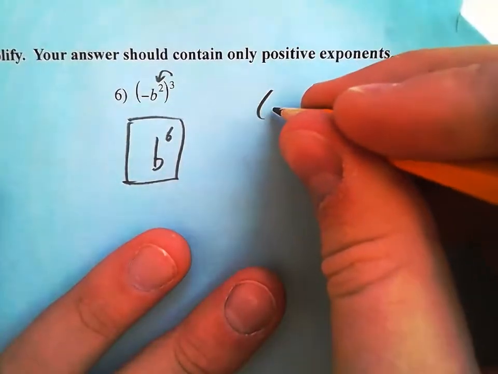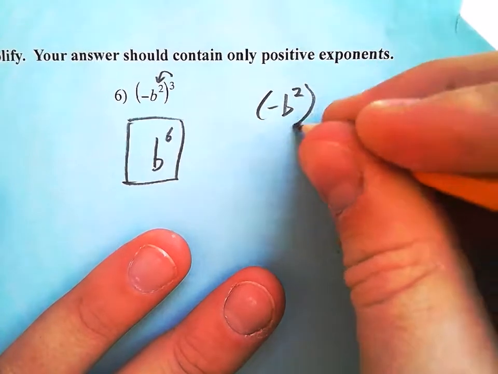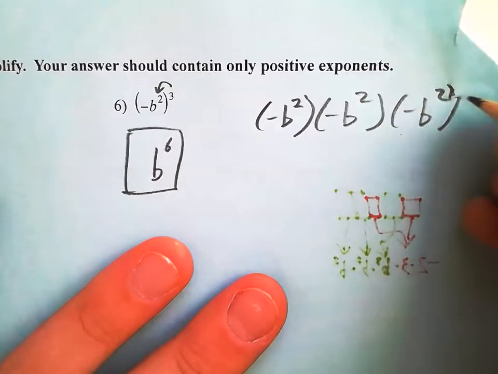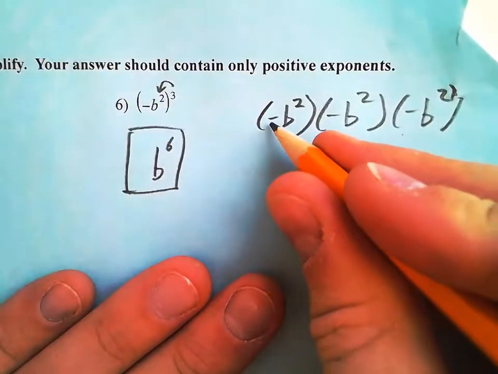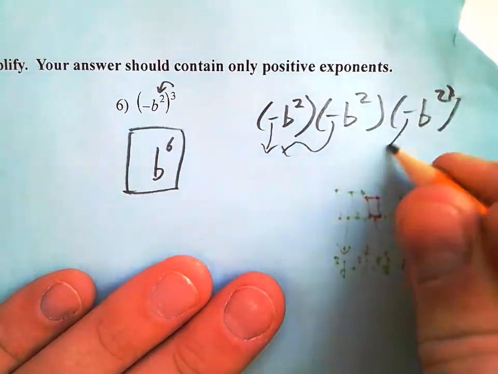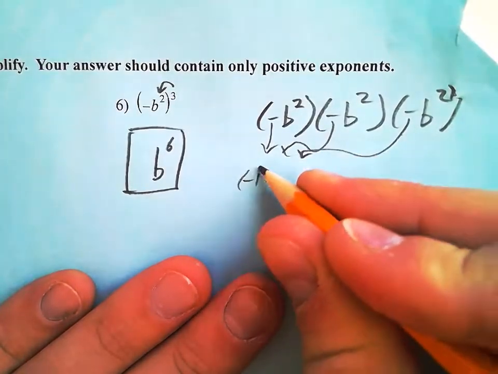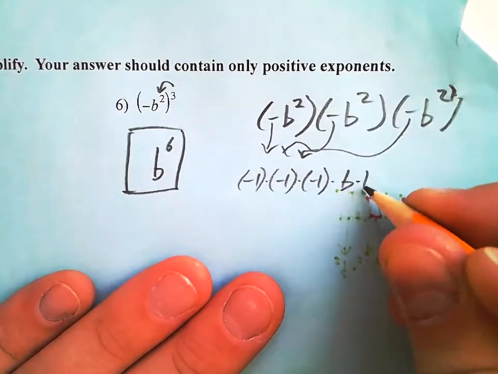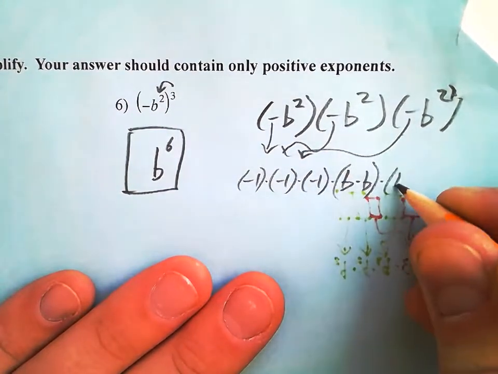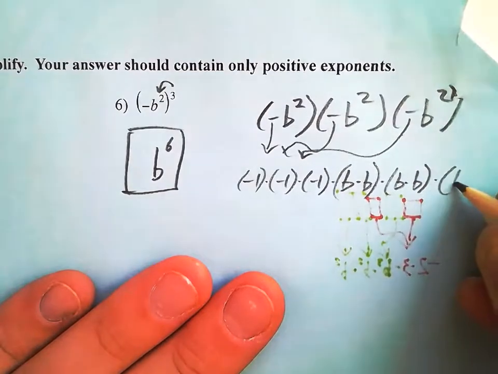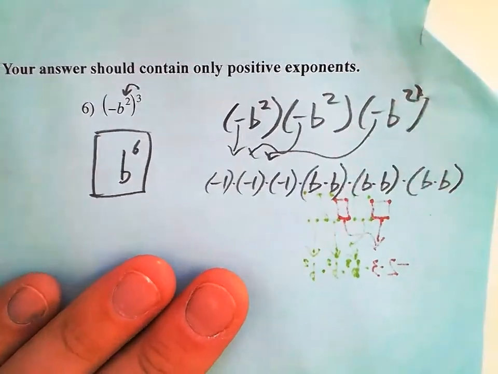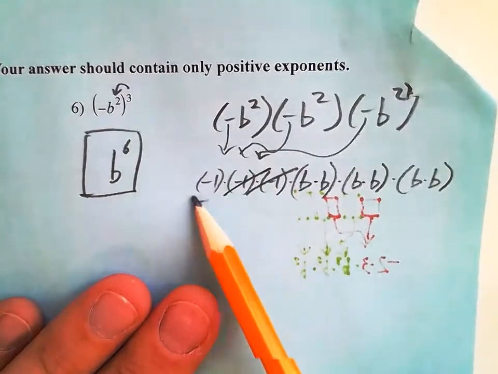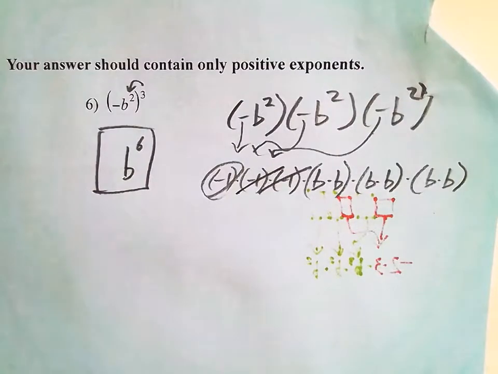Just show that the long way super quickly here. Negative b squared, negative b squared, negative b squared. So to put all the negatives in front, that's like negative 1 times negative 1 times negative 1 times b times b times b times b times b times b. So that shows you why there's a negative left there in the answer.